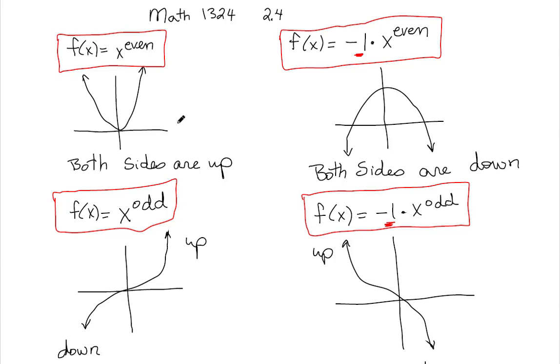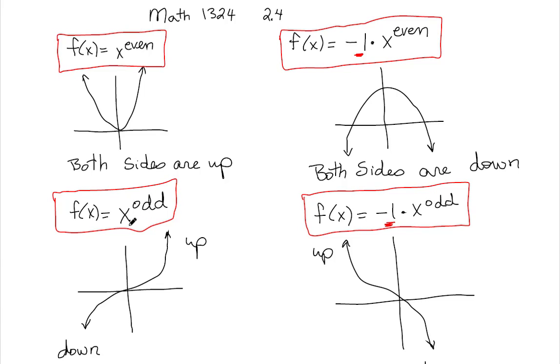In the simplest cases, we could have f of x is x to an even number. Just that one piece. X squared, x to the fourth, x to the eighth, x to the 20th. All of those that look like x to an even power will basically look like a parabola. And on the two sides, the left and the right, the ends are up. It's growing toward plus infinity.